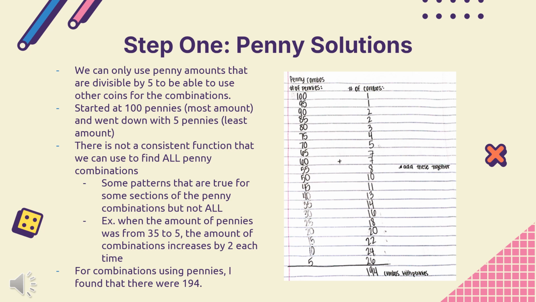After I went through this, I found that there were 194 combinations using pennies. So this paper here just shows the amount of combinations per amount and all of that added together. And then this next slide here shows my tree that I did to find the combinations.